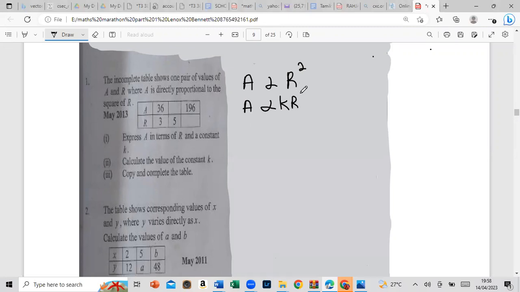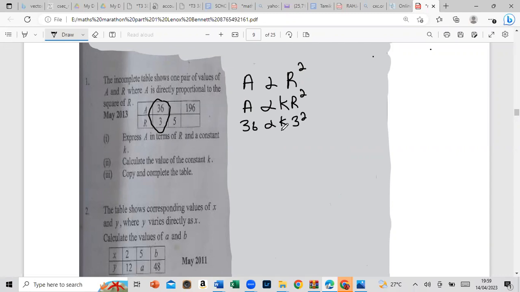All right, small r, they did use big R. So basically, we're going to use these two values to figure out what K is, right? So 36 would be A, right? All of these values in a row represent A. So A would be 36, so we just substitute the value 36 there. We don't know what K is, but we can just put back K. And in this case, r will be 3. So it will be 3 squared.